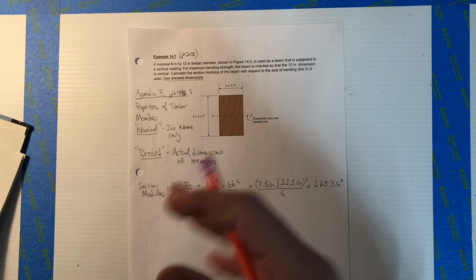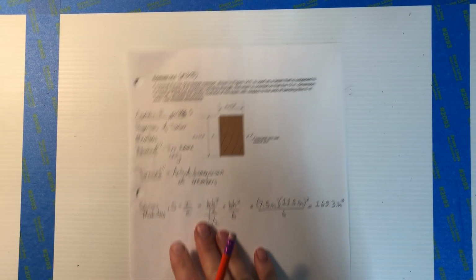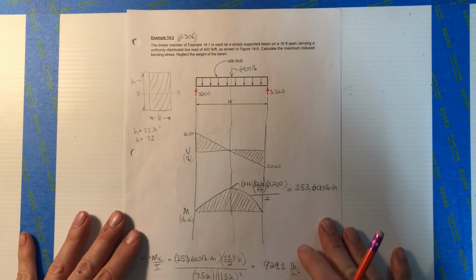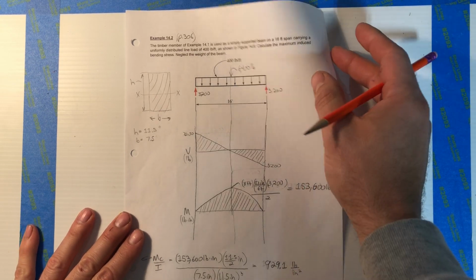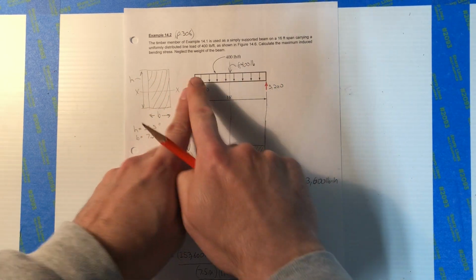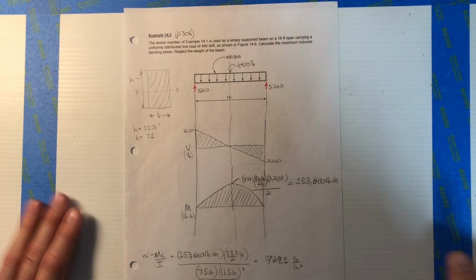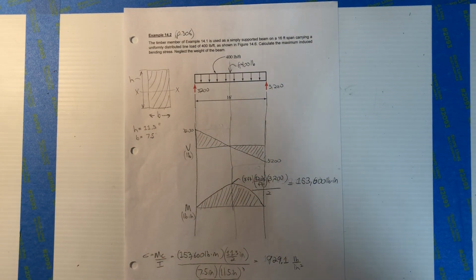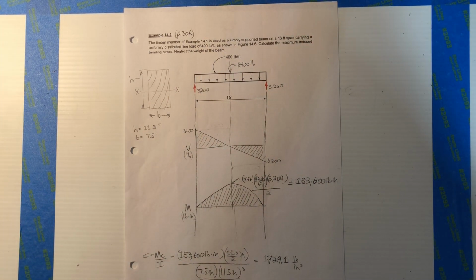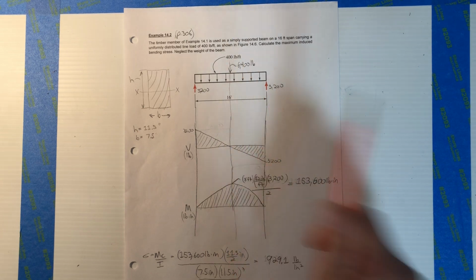Second question, these are going to be like 3 or 4 in a row that have the same beam. Example 14.2. So the timber member from the last example is used as a simply supported beam. Now we're going to put it on supports the long way, right? That's the long way. Over 16 feet, carrying a uniformly distributed load of 400 pounds per foot. So 16 feet of 400 pounds per foot, that's going to come out to a point load, an equivalent of 6,400 pounds in the middle.